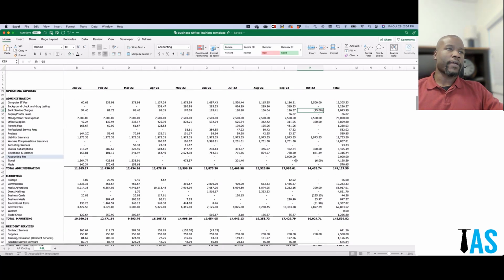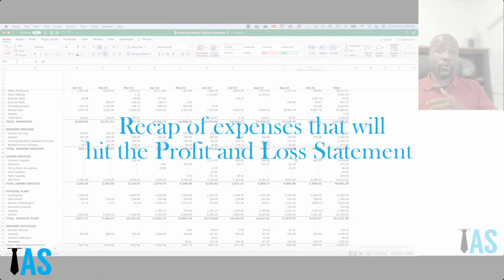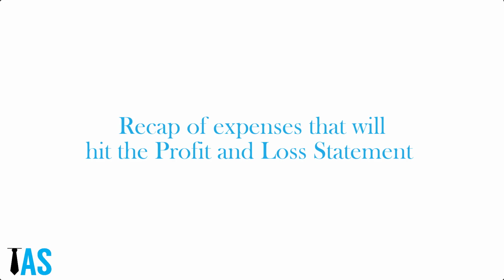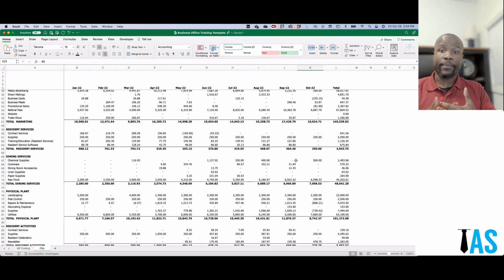So this time around, I just want to look at, last time we looked at expenses that were going to hit the P&L, which every now and then you're also going to see expenses that may have to hit the balance sheet, right? And we call those fixed assets or capital expenditures, right?